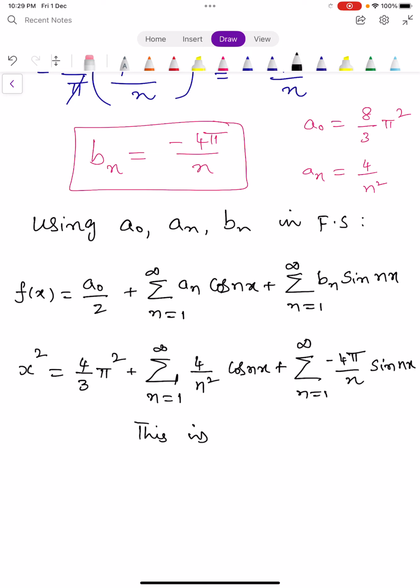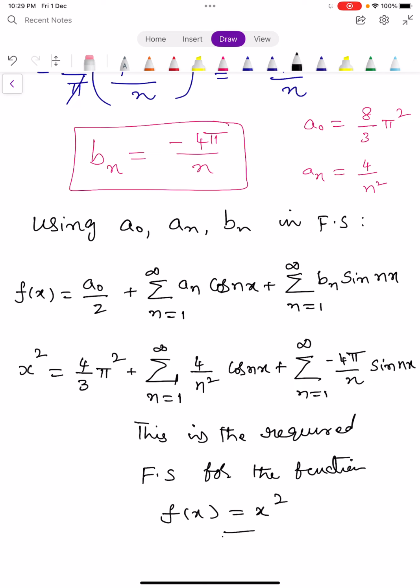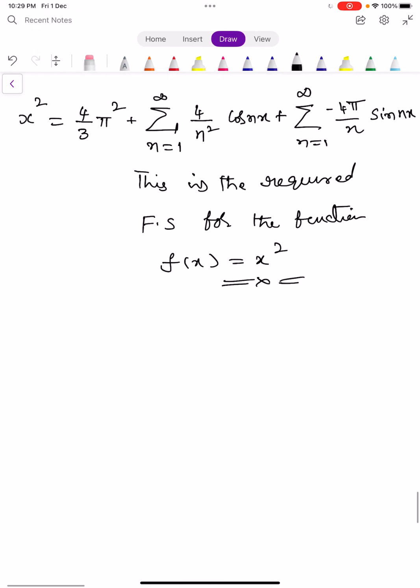This is the required Fourier series for the function f of x equals x square. So that's it. In the next video we learn some more problems in the same method.